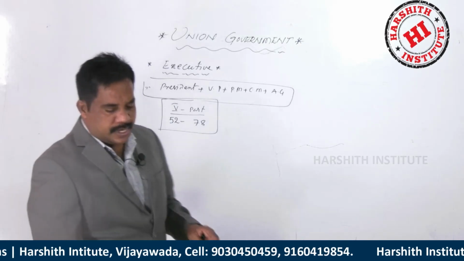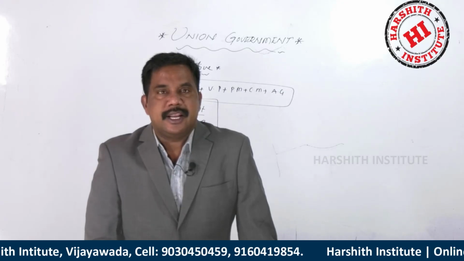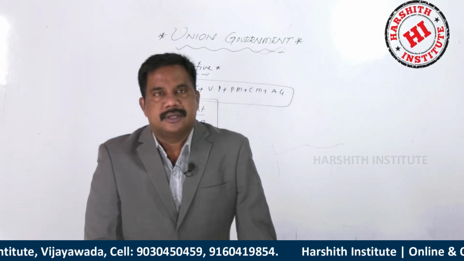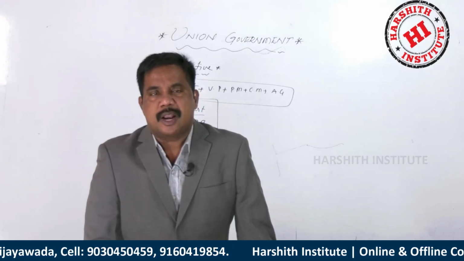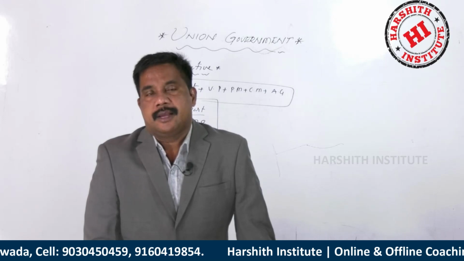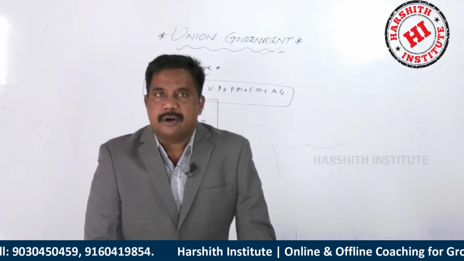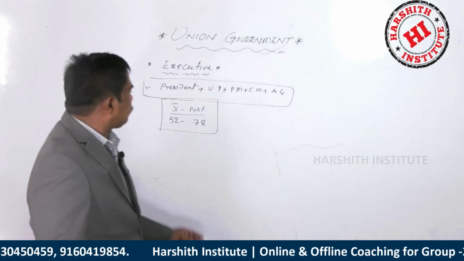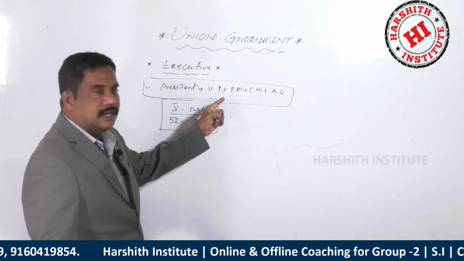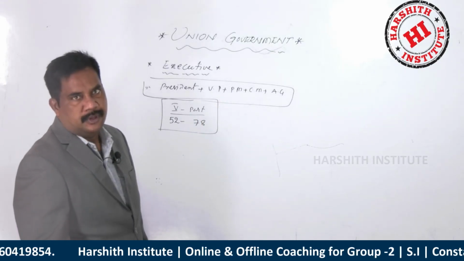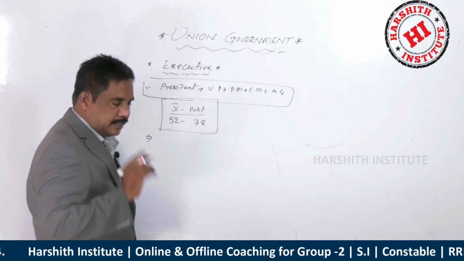Union executive is the most important organ in our government system. Why? Because India has a parliamentary form of government. In this parliamentary system there will be the union government, and in the union government the prime minister has the main position. In the parliamentary government system, we will see two kinds of executives.